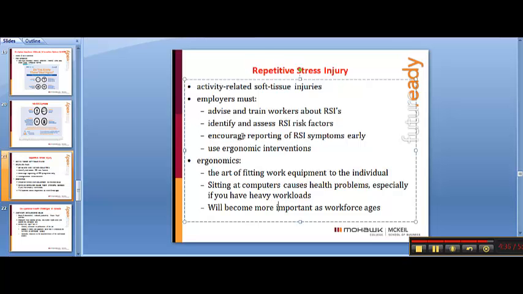Okay, so that concludes our section on workplace hazardous material information systems, as well as repetitive strain injury. Then we're going to get into occupational health and safety challenges in Canada, and then into mental challenges with stress, job stress.